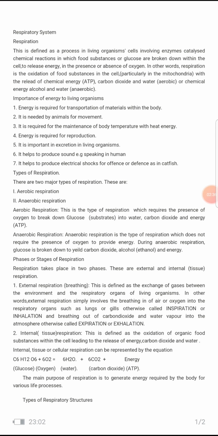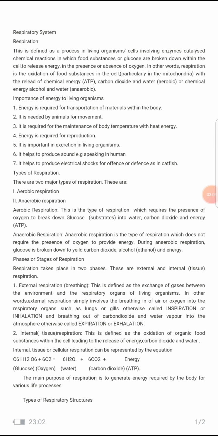There are two major types of respiration, which are 1. Aerobic respiration, 2. Anaerobic respiration. Aerobic respiration is a type of respiration which requires the presence of oxygen to break down glucose, that is the substrate, into water, carbon dioxide, and energy, ATP, which is adenosine triphosphate.